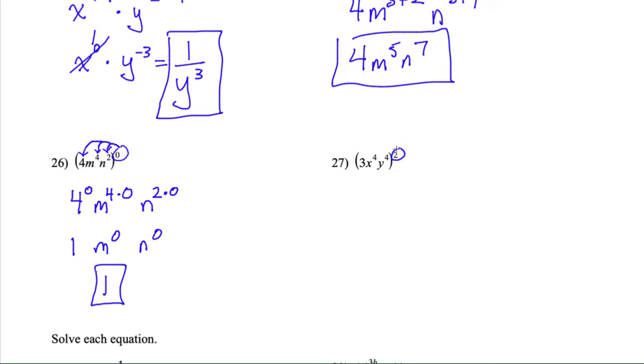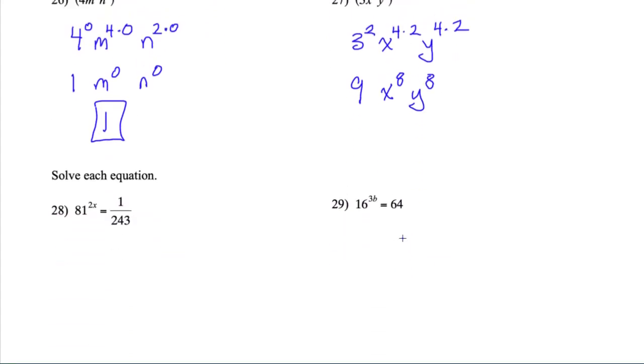This one is a little bit more tricky, so this 2 gets applied here, here, and here. So it's going to be 3 to the power of 2, x to the power of 4 times 2, y to the power of 4 times 2. Well, 3 to the power of 2, that's 9. x to the power of 8, y to the power of 8, done.